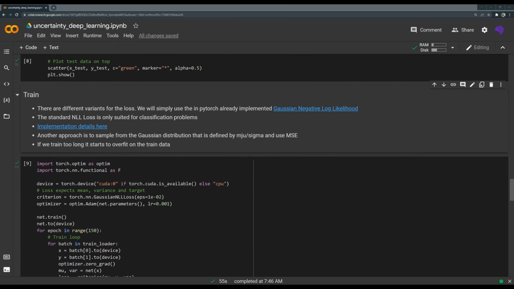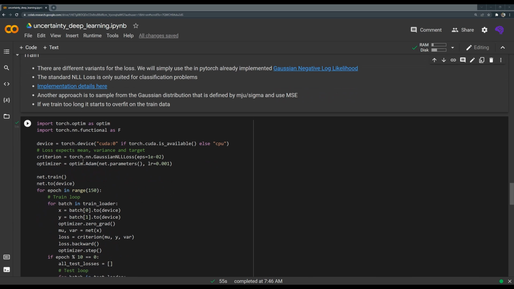In case you wonder what the standard NLL loss does, the difference is this one is just defined for classification problems, and this one is defined for continuous regression problems. By the way, I've also seen an approach where you define a Gaussian distribution with your predicted parameters and then sample from this distribution. I don't know how well it works, but then you can use the mean squared error and use that as a loss function.